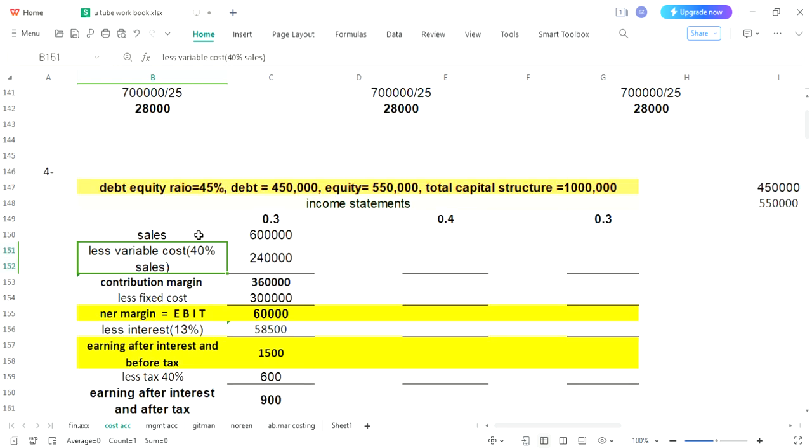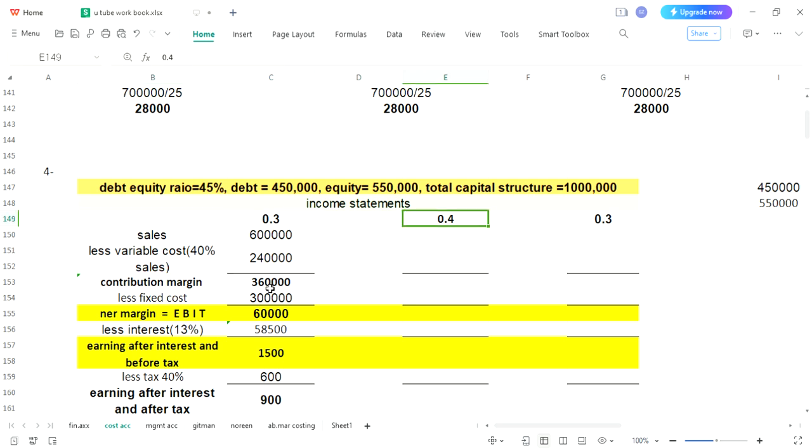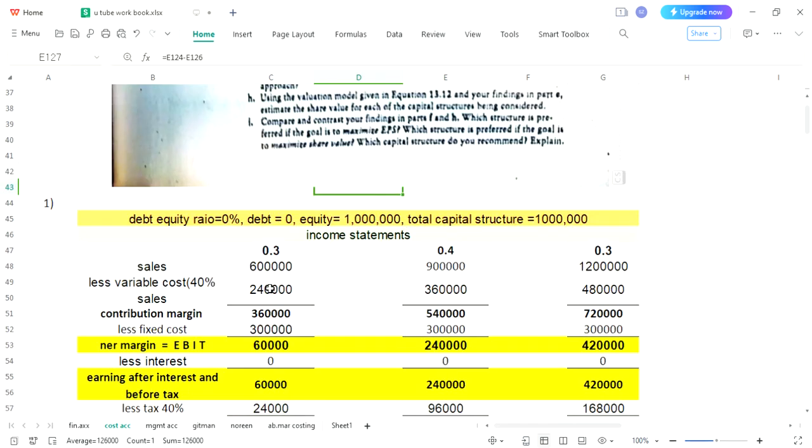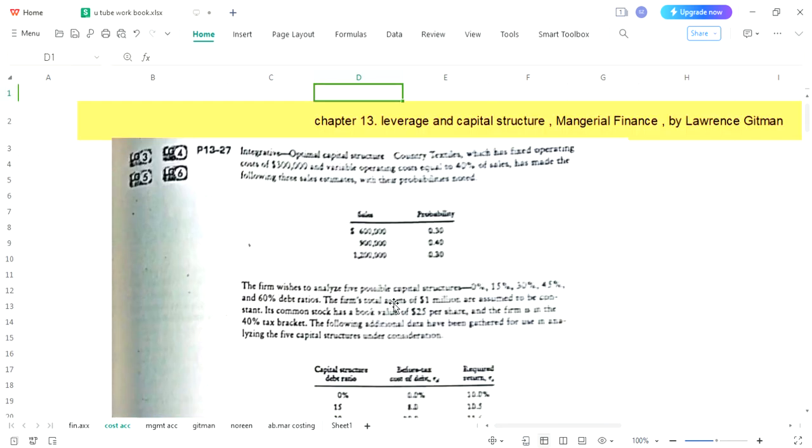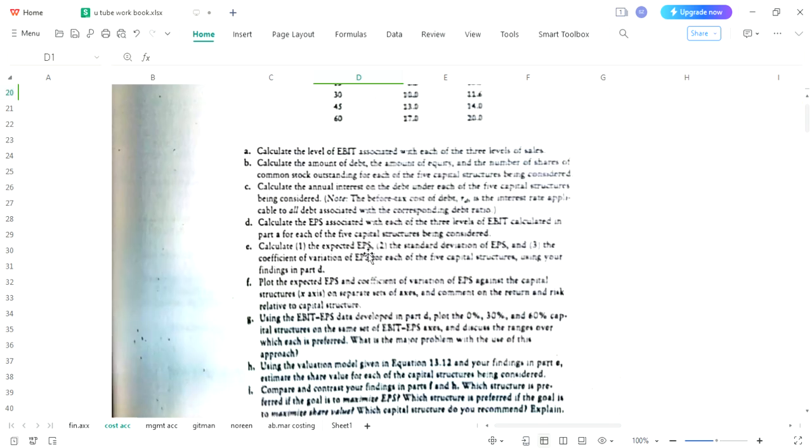And part number 4 we have started. First section has been completed. The first income statement for 0.3 probability has been completed. For the second probability, it is 0.4, and we have sales of 9 lakh for this portion.